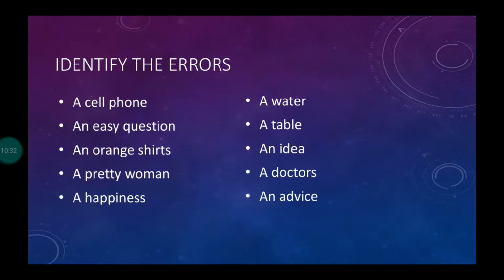The next one, a pretty woman. A pretty woman is correct. A happiness. We cannot use a happiness because happiness is uncountable. A water. No, that one is wrong because we say a glass of water or a bottle of water. But you cannot say a water because water is uncountable. A table is correct. An idea. That too is right. A doctors is wrong because you can use a or an only with singular countables. You cannot use it with plurals. For example, you can say a doctor, but you cannot say a doctors. So it is wrong. And an advice.